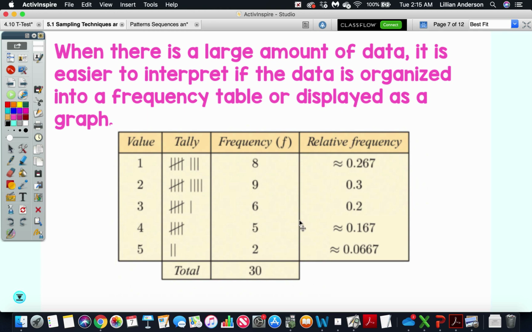Okay. Now, the relative frequency of a data value is the frequency divided by the total number of recorded values. This indicates the proportion of results that take that value. It's very rare that you'll deal with the relative frequency, but it is a way that you can represent your data.